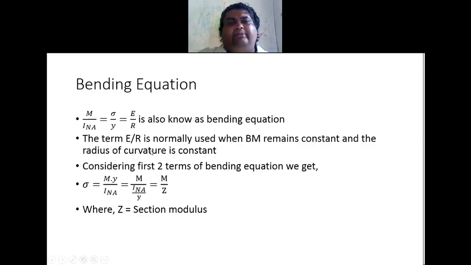So mostly for finding the bending stress, we use the first and second terms. Considering the first and second terms, we get sigma, that is the bending stress, is equal to M y by I. Now y, I am taking to the denominator, so it becomes M by I by y, right? Now I by y is called the section modulus, and it is represented by Z. So sigma is equal to M by Z, right? So this is the equation for finding the bending stress.